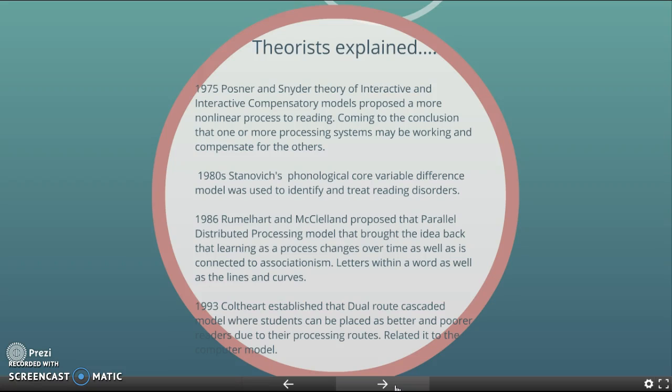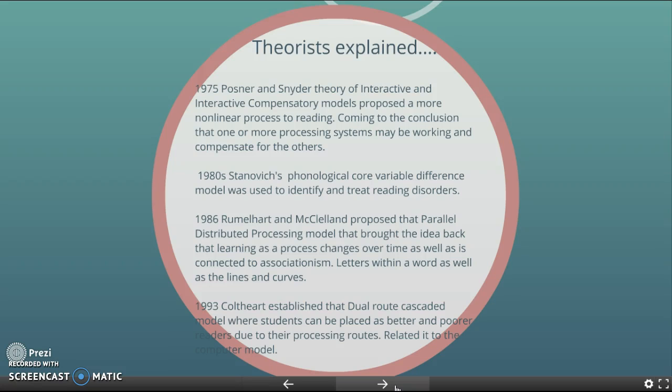In 1986, however, Rumelhart and McClelland proposed the parallel distributed processing model that brought the idea back that learning as a process changes over time, as well as connecting to associationism: letters within a word, as well as the lines and curves. So this was more to the idea that everything is learned and it's processed a certain way.